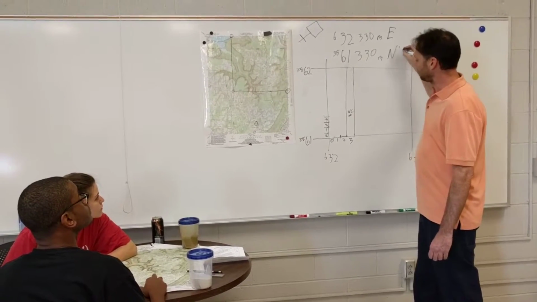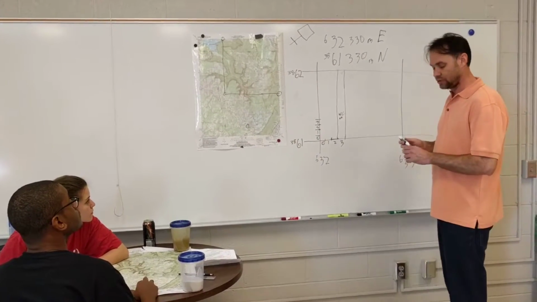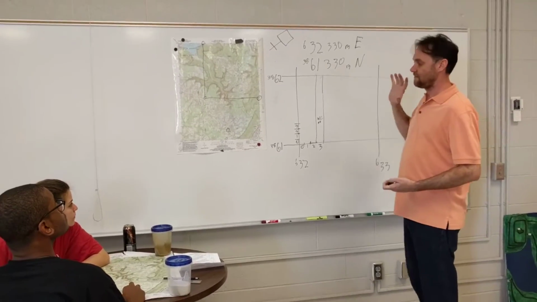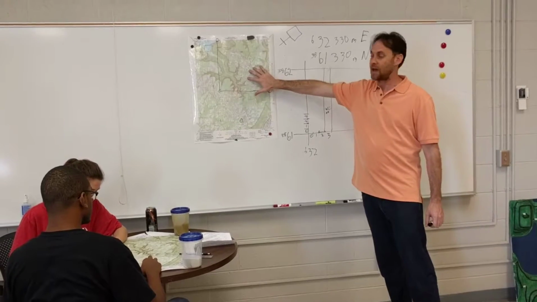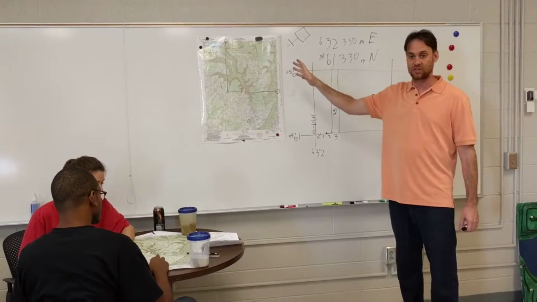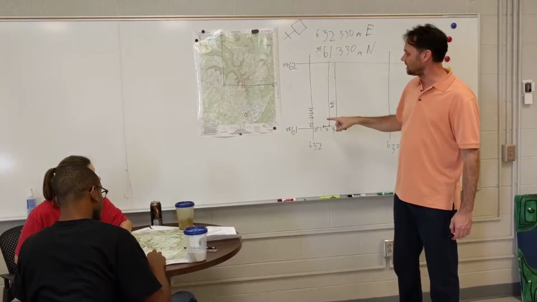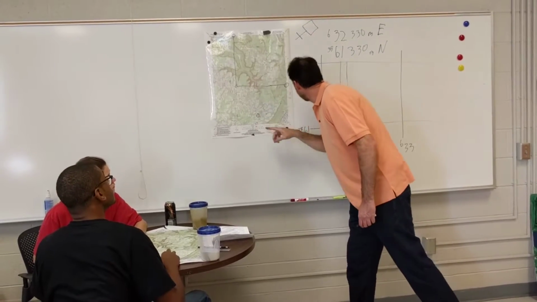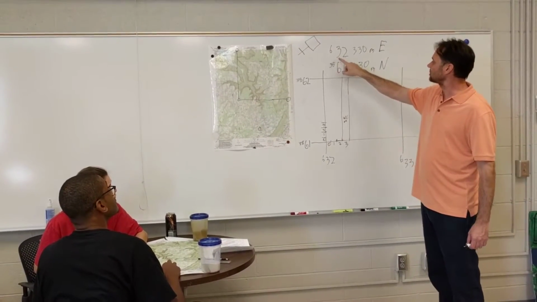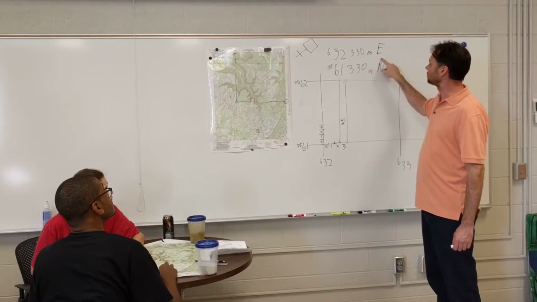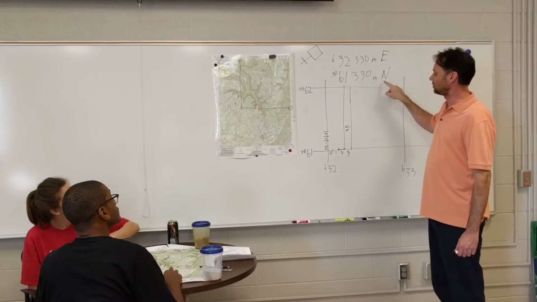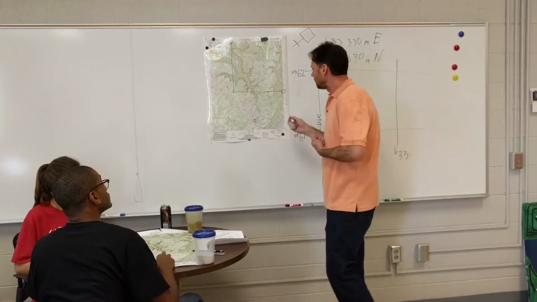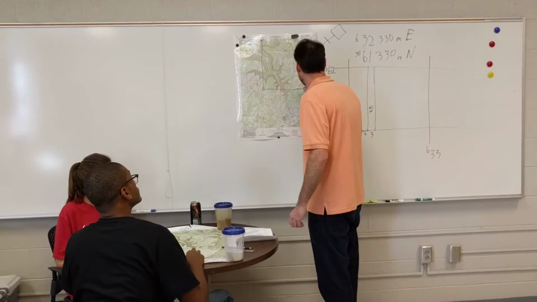Meters north. Very good. So this is how we locate a very precise point on a UTM map that has a UTM grid system on it. And in this case, the Woodlawn Church is located at 632, 330 meters east, 3861, 330 meters north. I would like you guys at home to now try one.